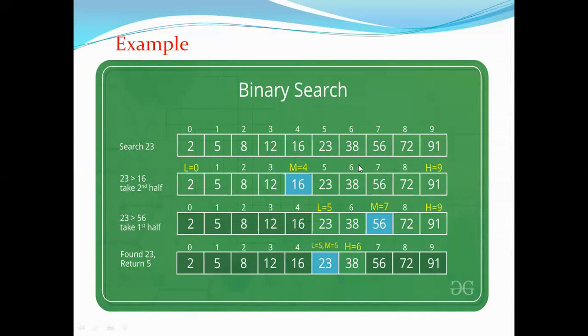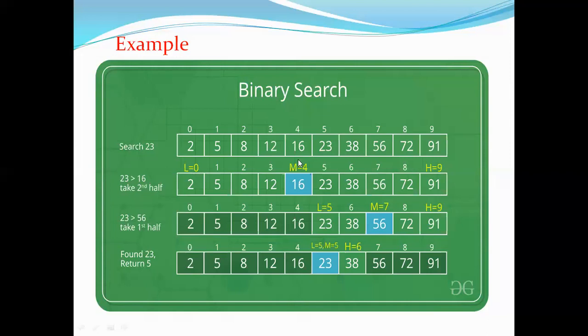I already told you to assign the first position to low and the last position to high. So low equal to 0, high equal to 9. L indicates low, H indicates high. Calculate middle: middle equal to (low plus high) by 2. 0 plus 9 is 9, 9 by 2 is 4.5. You have to take 4 only.